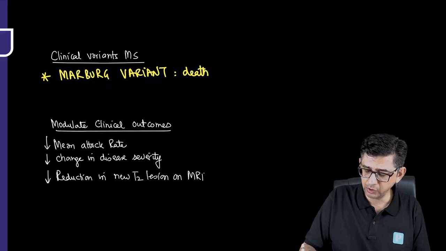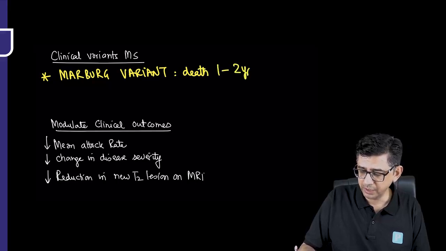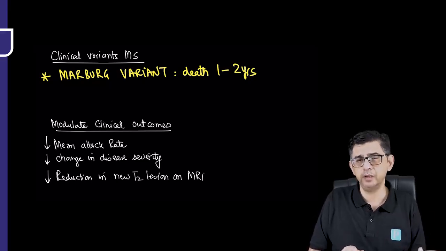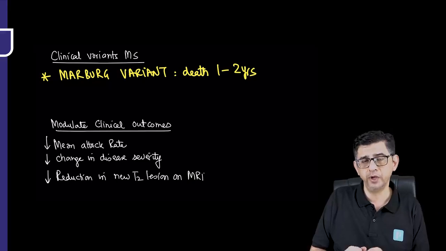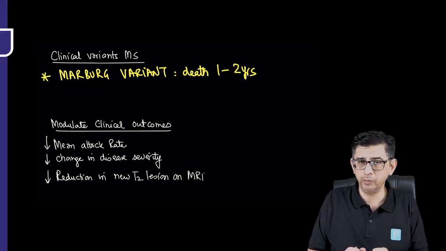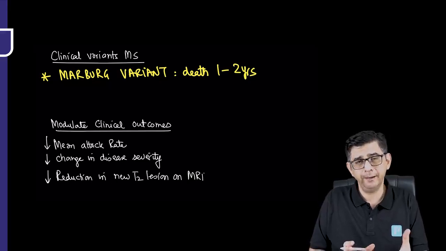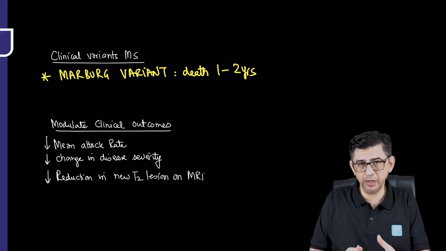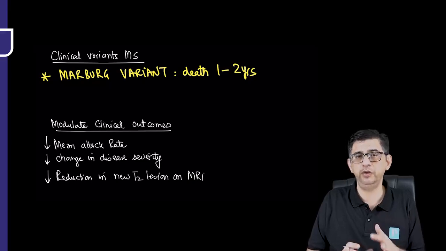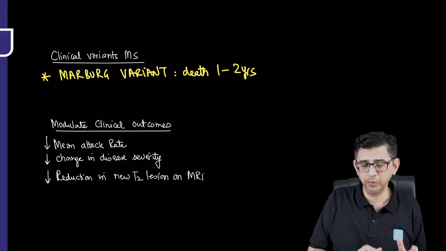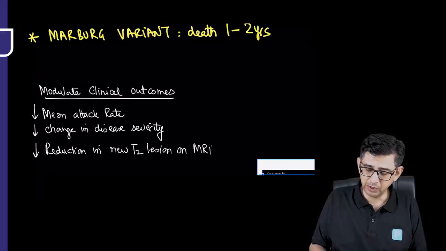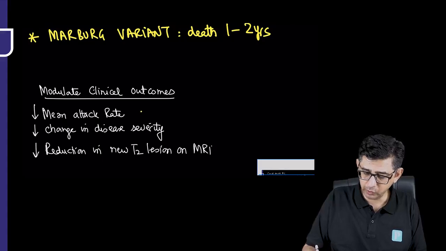Multiple sclerosis does not cause death. It mainly causes an increase in the morbidity of a patient. It makes the person become bedridden. It makes the person dependent on others. The person will be having problems with control of bladder and control of passage of stool. So, the main problem with multiple sclerosis is the disability caused by it, and the person becoming dependent on others. It does not kill a person, but the Marburg variant can cause death within 1 to 2 years. As far as the clinical outcomes are concerned, we need to use drugs to reduce the attack rates.